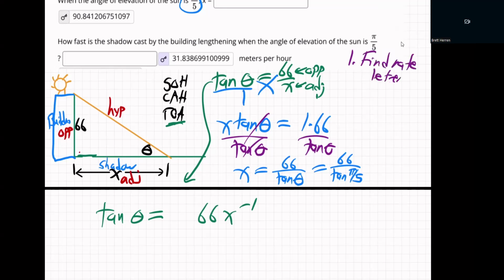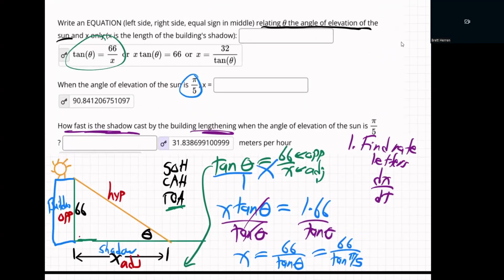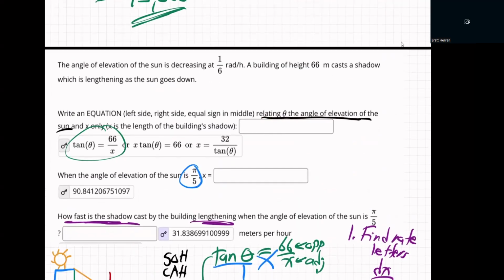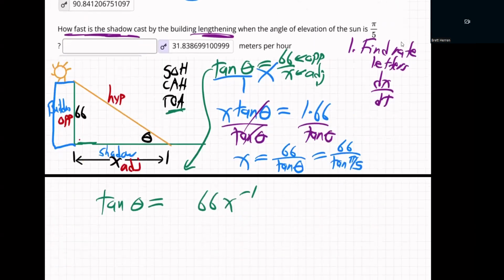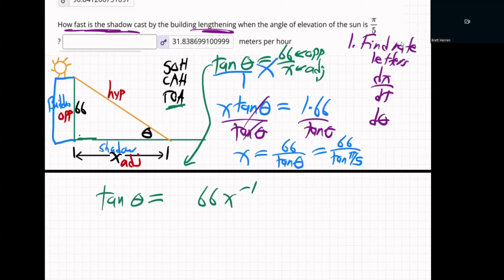So which letters in this problem talk about rates? How fast is the shadow? So that's dx dt, lengthening. That's the change in x, right? X is the shadow's length. That's dx dt. What other rates did I talk about? The angle of elevation of the sun is decreasing. There it is. So that's d theta dt. So we want to find dx dt.